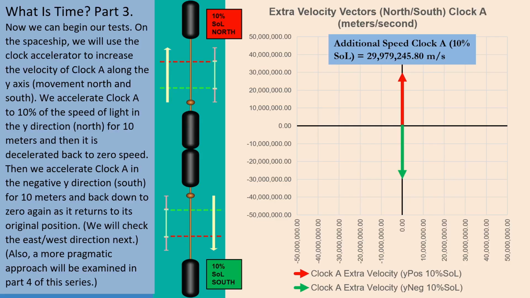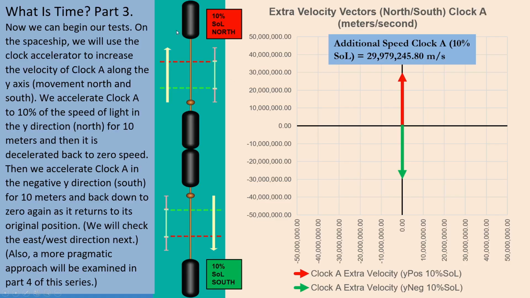We accelerate clock A to 10% of the speed of light in the y direction, north, for 10 meters, and then it is decelerated back to 0 speed. Then we accelerate clock A in the negative y direction, south, for 10 meters and back down to 0 again as it returns to its original position. First we're going to check the north and south direction, and then we're going to turn the accelerator to the east and west direction and check the east and west direction, and that will be coming up soon.